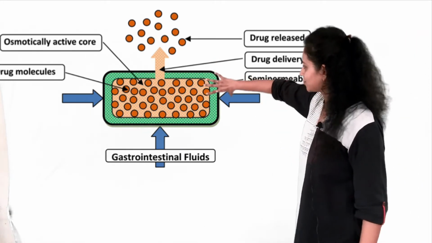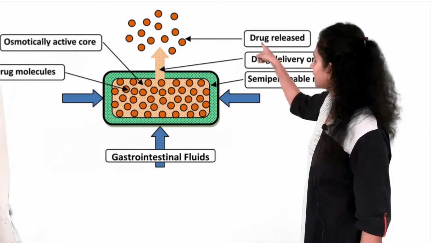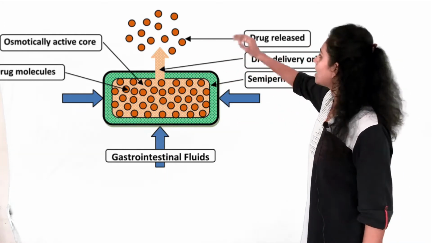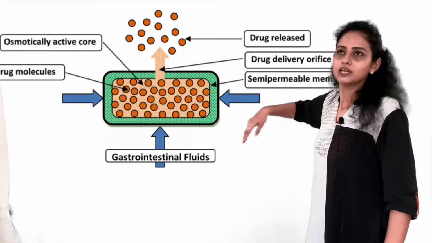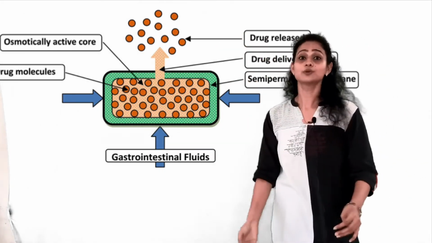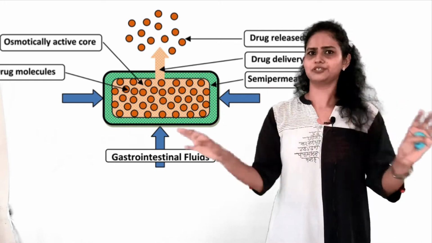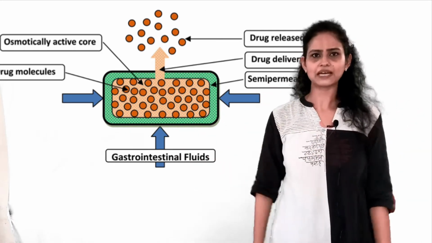So, yes, we have a core, around that we have a semi-permeable membrane. Above that, we are having a delivery orifice through which the drug will come out. Okay. So, if I talk about formulation, how it is made, I am just briefing you so that you can understand the other parameters, right.